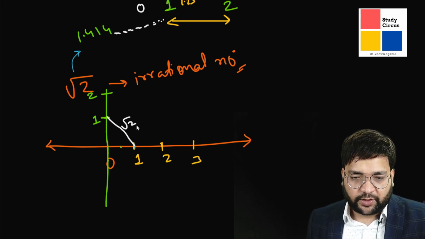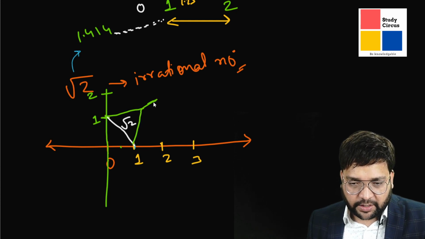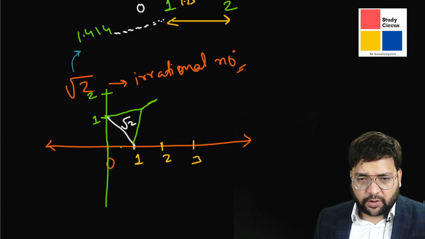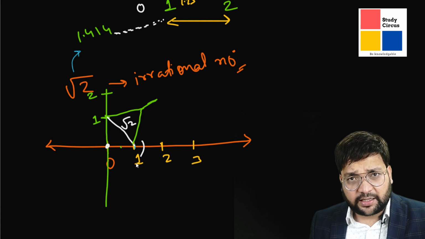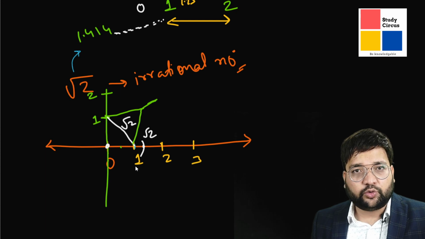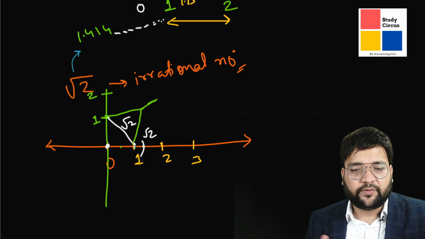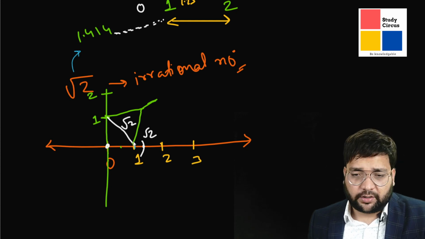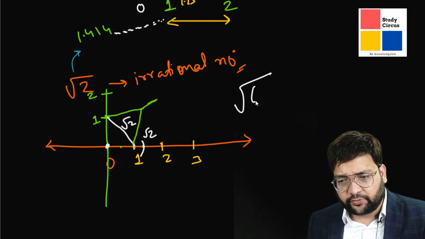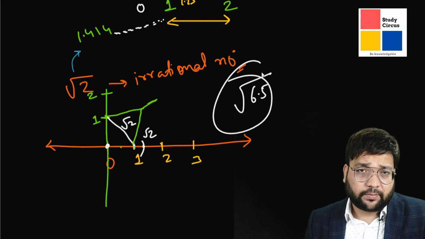So what you do, just take your compass, measure this length like this, and then put one end here and draw an arc like this. Wherever it is cutting, that particular point is root 2. Okay, fine. So with the help of geometry like this, we can find out. But then how to do this for any number? I wish to find, let's say, the square root of 6.5. Then how to find this number on the number line?